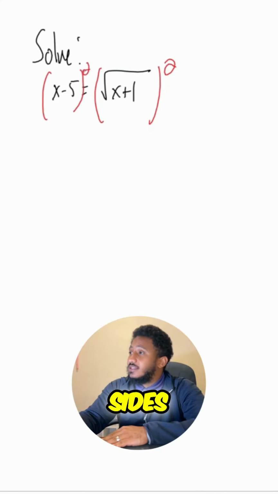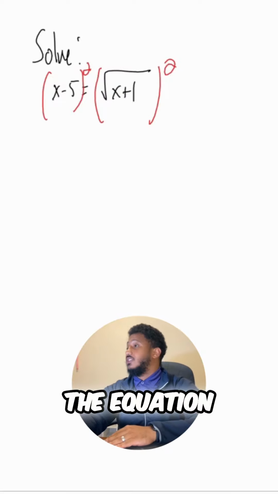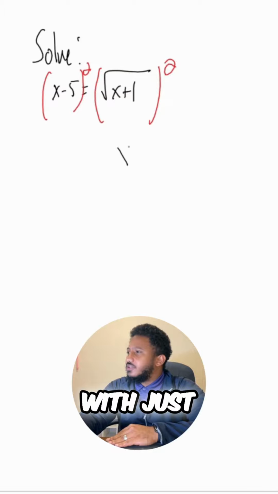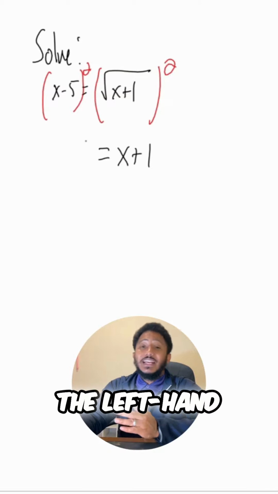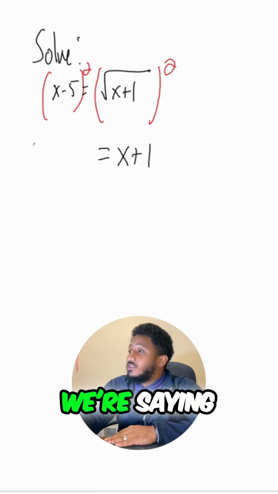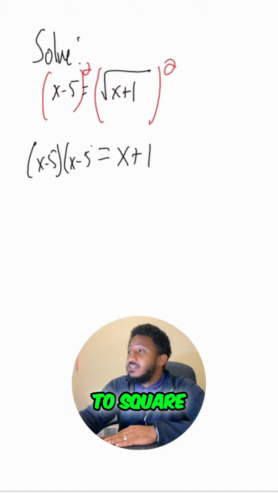Okay, square both sides. Now, a critical part is noting that when we're squaring both sides of the equation, this right-hand side will get rid of the radical, right? And so we're left with just the x plus 1. Whereas on the left-hand side, we're squaring the x minus 5, the whole side, meaning we're saying take the x minus 5 and multiply it by itself. That's what it means to square.